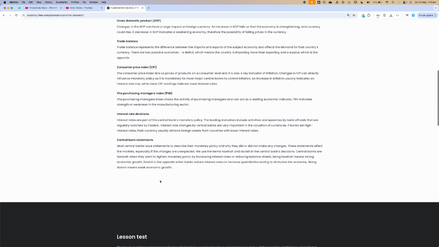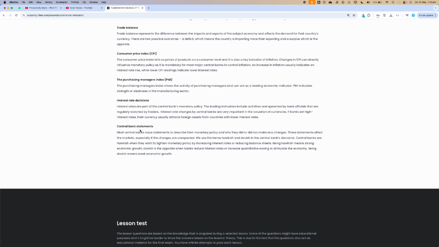And then the final one here is central bank statements. Most central banks issue statements to describe their monetary policy and why they did or did not make any changes. These statements affect the market, especially if the changes are unexpected. We use the terms hawkish and dovish in the central bank's decisions. I actually never knew that. That's quite interesting. Central banks are hawkish when they want to tighten monetary policy by increasing interest rates or reducing balance sheets. Being hawkish means strong economic growth.